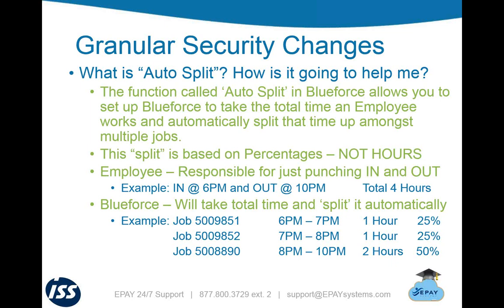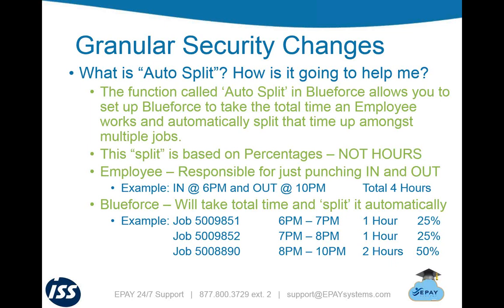Now the question I always get is, why can it not be hours? I want it by hours. Well, it's very simple. One of the criteria of Autosplit, and I'll say this again in a little bit, is to have the employee punch in and punch out. If an employee were to punch in late and punch out early, and let's say for the sake of this example on the screen, only accumulates 3.75 hours, there's no way we can tell the system 1 hour and 2 hours automatically because there's not enough hours accumulated. That is why it has to be by percentage. So the system will break it out on percentage as you would like.